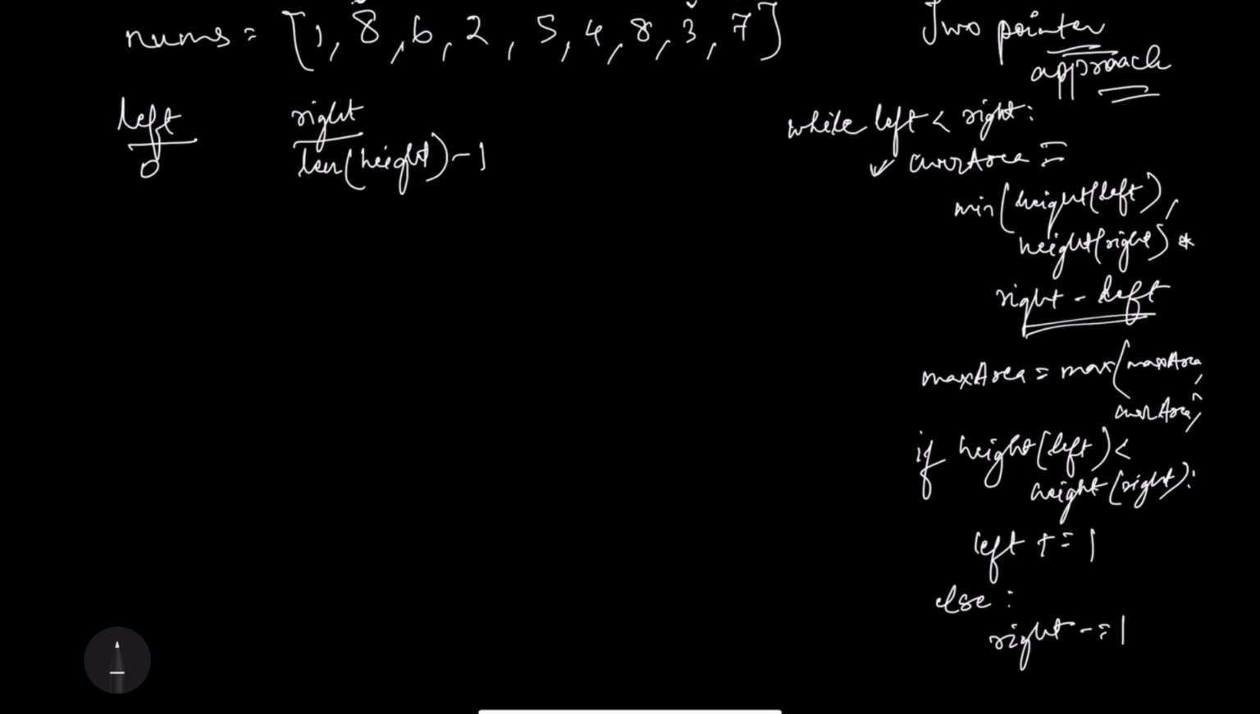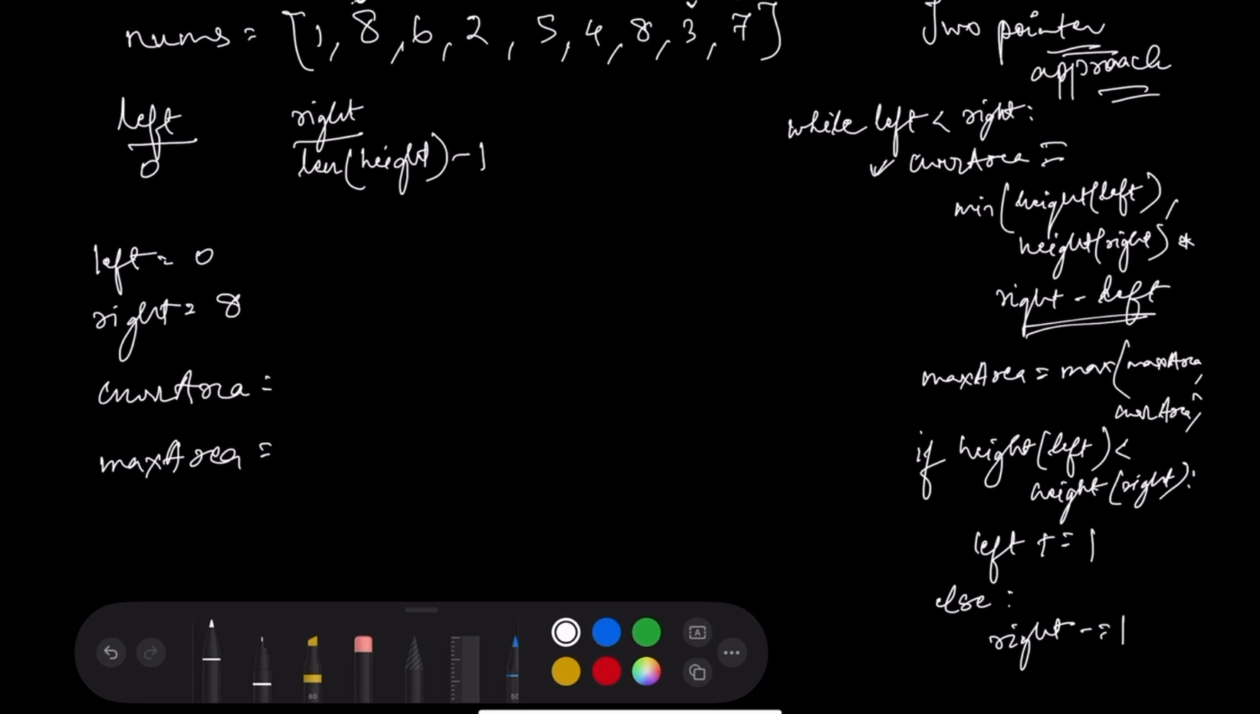So let's see how this algorithm works with a dry run. Let's first have our left, which is at 0, and our right, where the length is 9, so our right will be at position 8. Now let's have our current area and our max area. Let's dry run and update these.